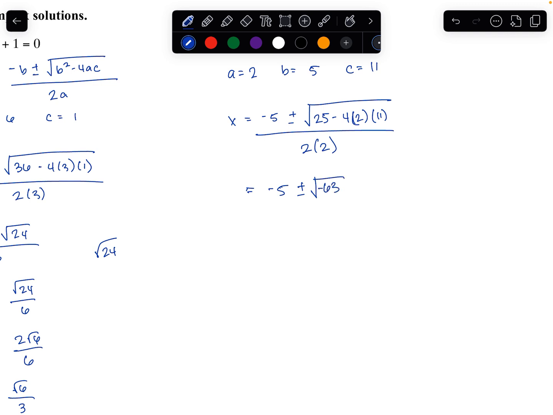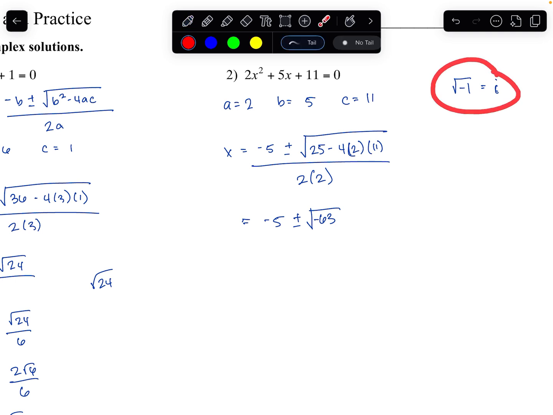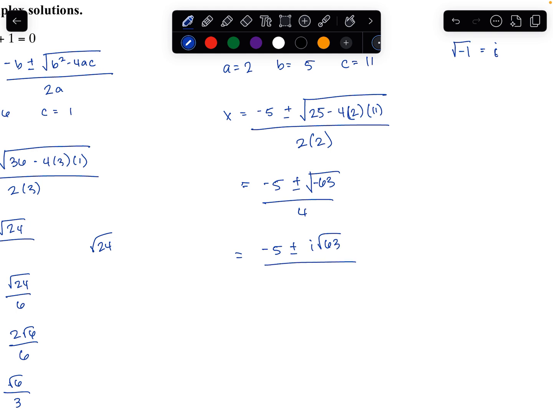Okay, and now we have to talk about square roots of negative numbers. So the imaginary unit: the square root of -1 is equal to i. And that's what we need to know to help us solve this right here. So we can just call this equal to -5 plus or minus i square root of 63, divided by 4.